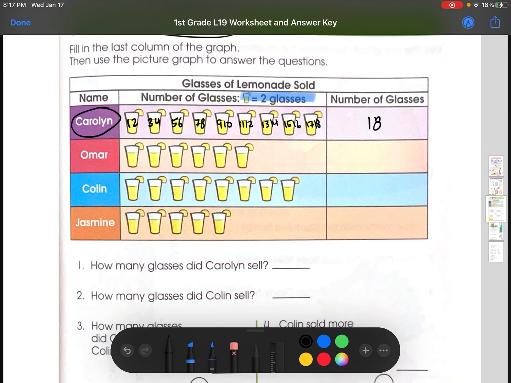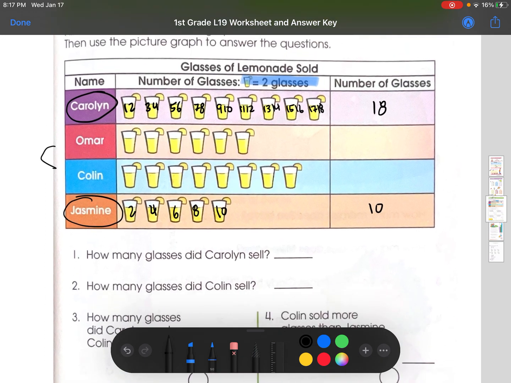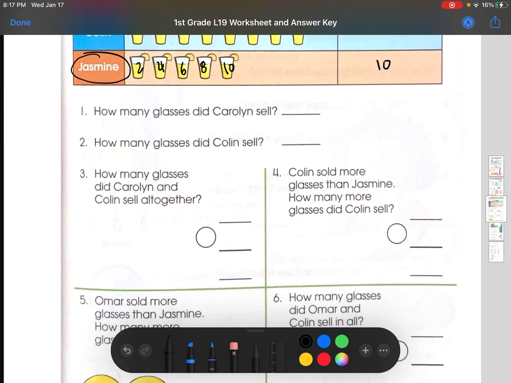And then I'll do one more with you guys. I'll do Jasmine. So for this one, there's 1, 2, 3, 4, 5, 6, 7, 8, 9, 10. So she has a total of 10 glasses sold. You guys can fill in these other two, and we'll answer the questions with Caroline and Jasmine.